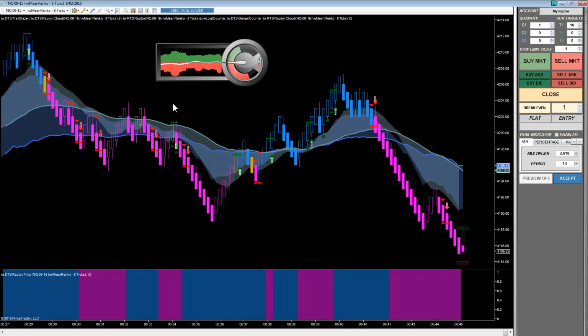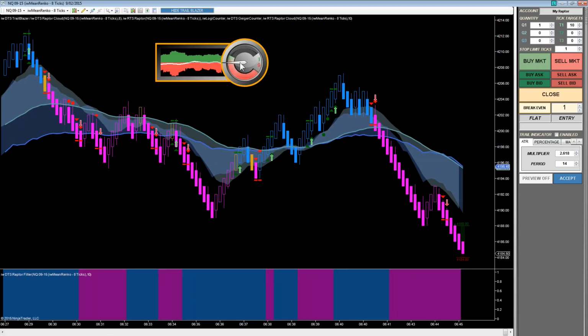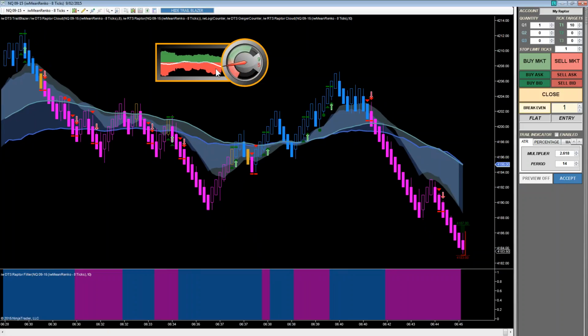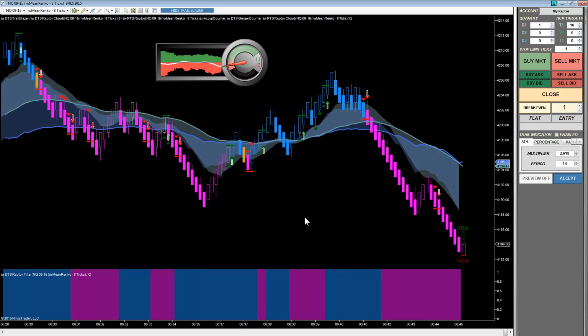Currently the market, at least according to the Geiger counter, is a little bit more neutral, fairly evenly balanced between the buyers and sellers. And now you see the sellers taking an upper hand as the needle goes red, and there we go. We're getting a little bit more follow through.